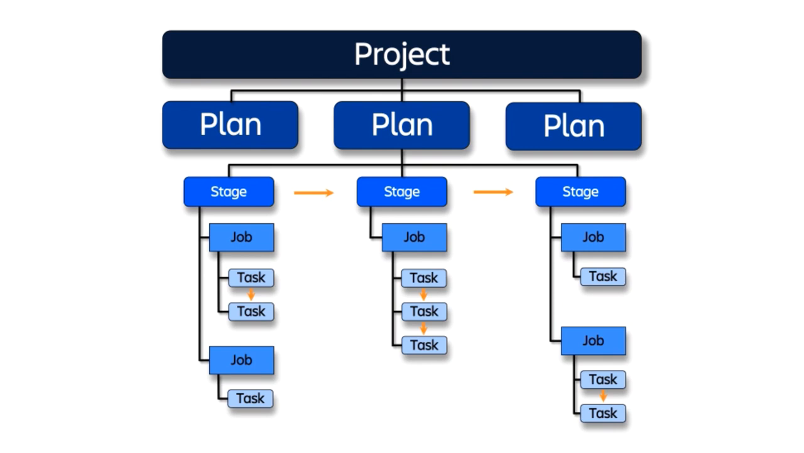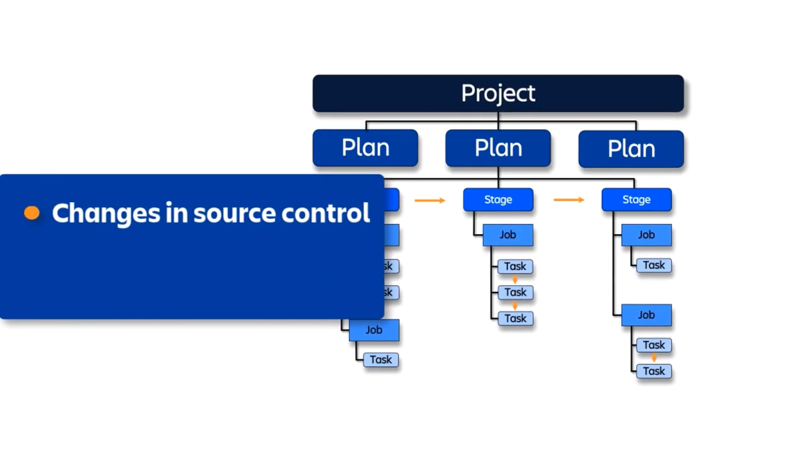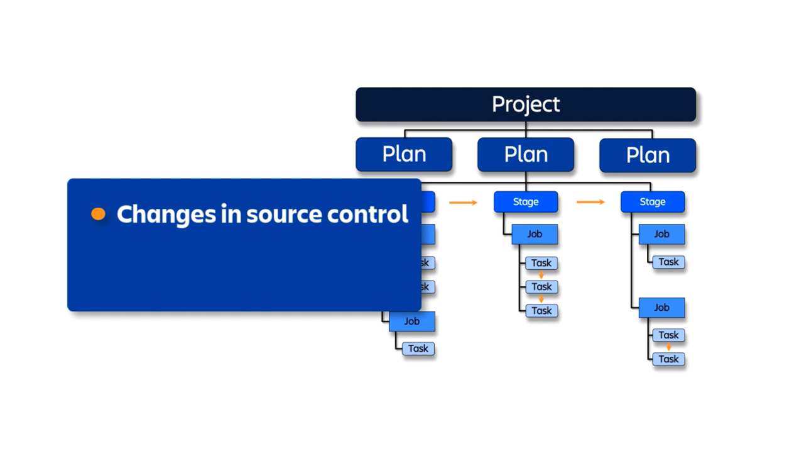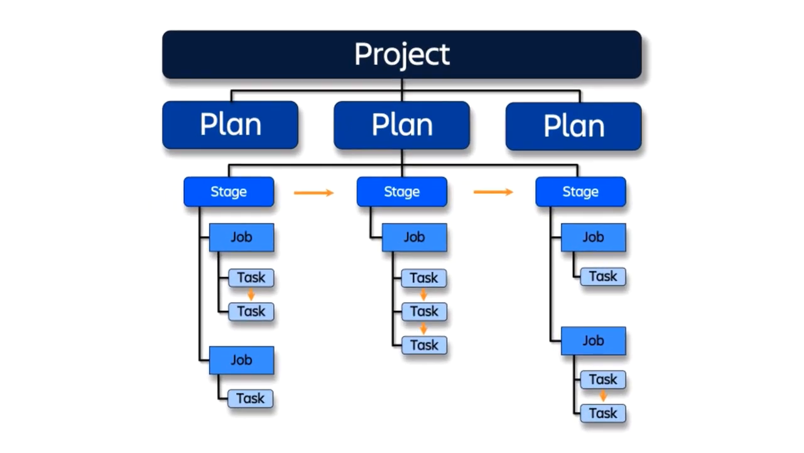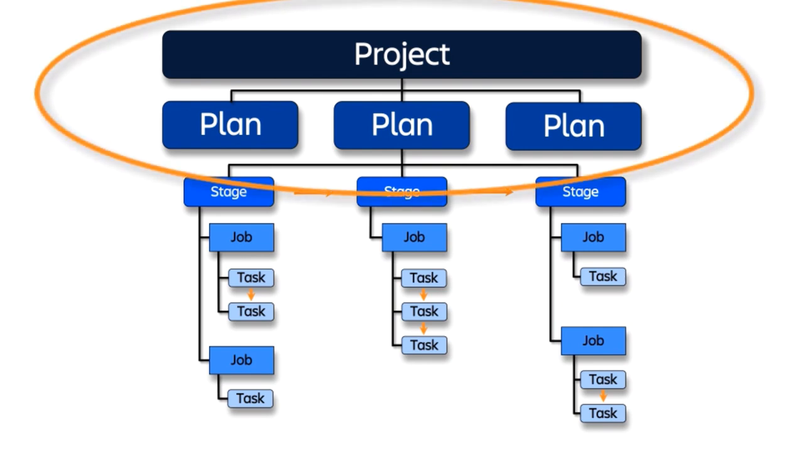Stages also belong to a plan, the top-level building block. A plan is an atomic series of build steps. Plans can be triggered in different ways. They can be triggered by changes in source control. They can be scheduled to run at certain intervals, or they can be started manually. Finally, there are projects. A project is a collection of plans. Only a Bamboo admin can create plans and projects.